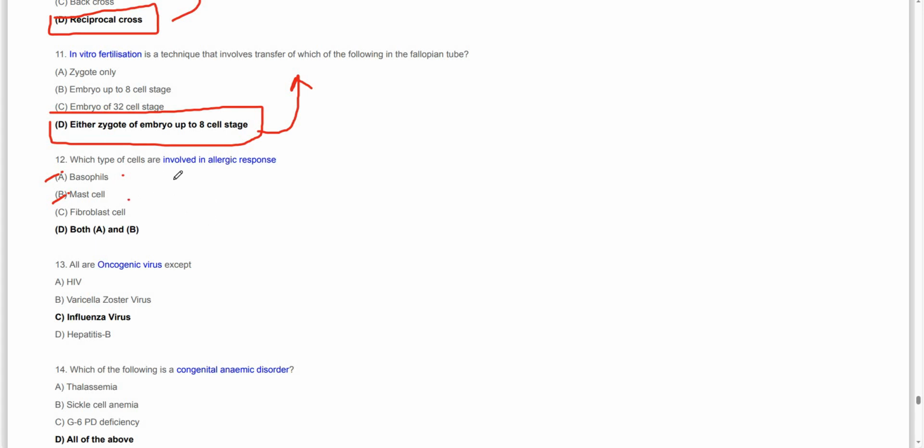Basophils and mast cells are both involved in allergic response.